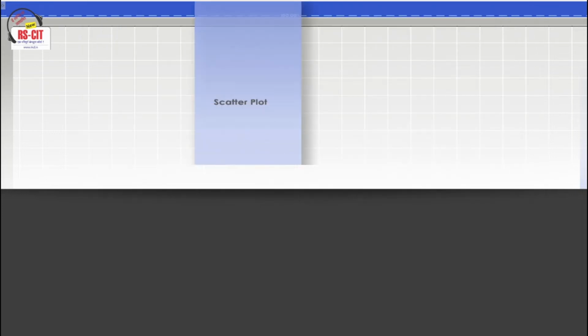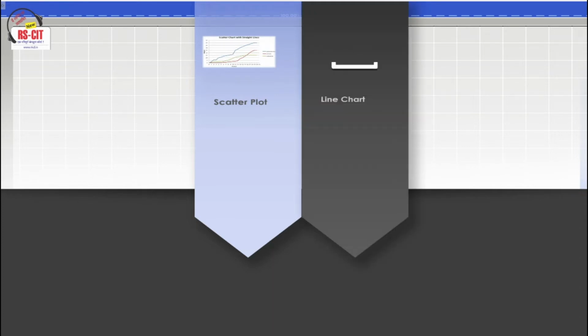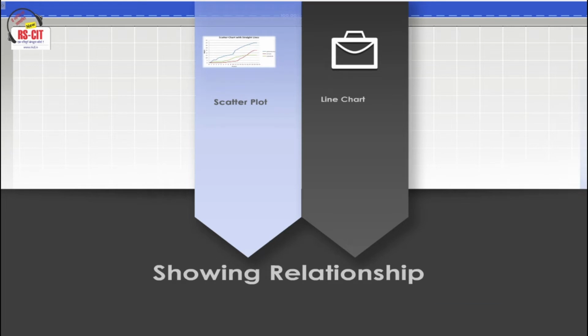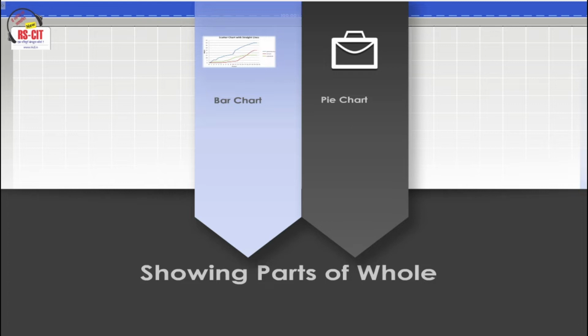For showing relationship between two or more variables, charts that can be used are scatter plot and line chart. For showing parts of whole, for example, weightage of a subject in a course or examination compared to total marks, charts that can be used are column charts, bar charts, or pie charts.